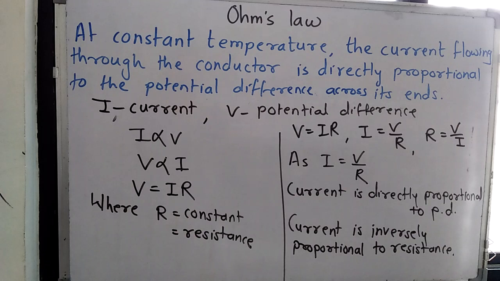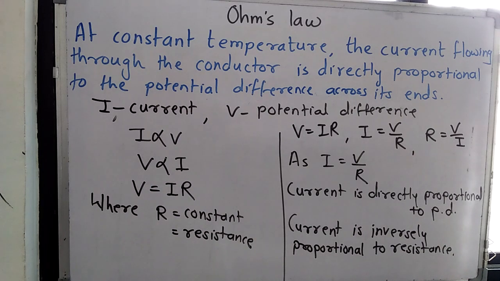So what is Ohm's law? At constant temperature, current flowing through the conductor is directly proportional to the potential difference across its ends. So I is current, V is potential difference. So I is directly proportional to V, or we can say V is directly proportional to I, because current depends on potential difference. Potential difference की वजह से current produce होता है. So V is directly proportional to I.